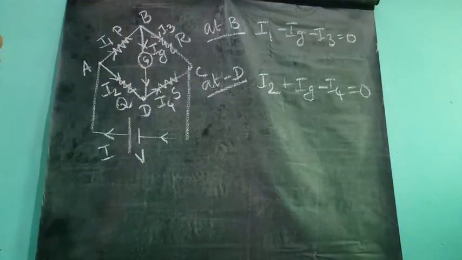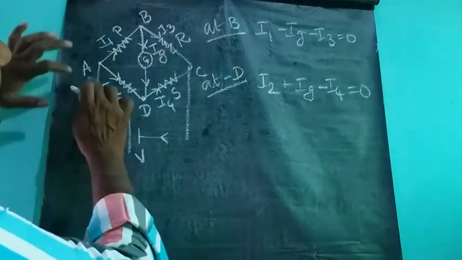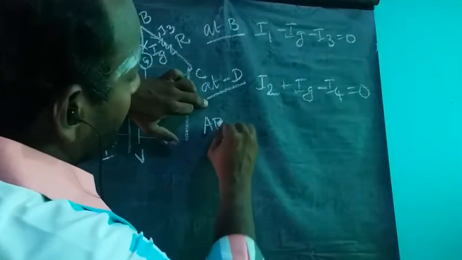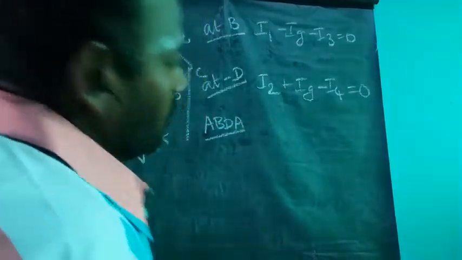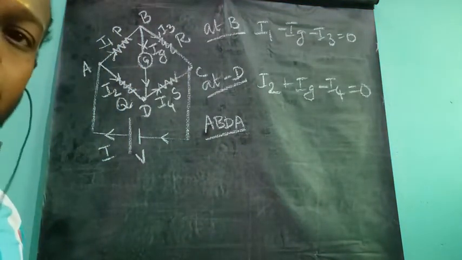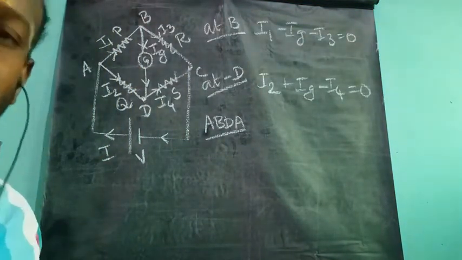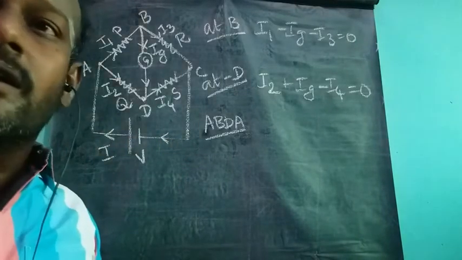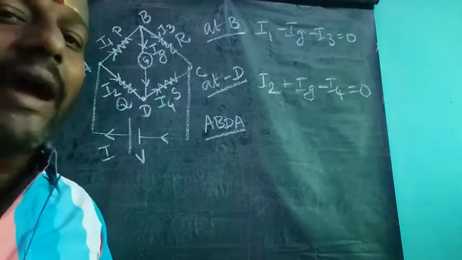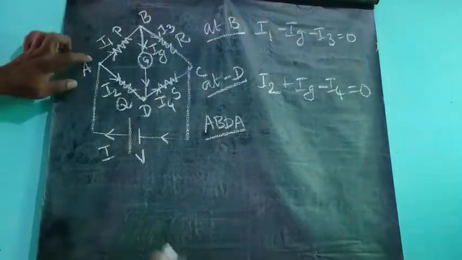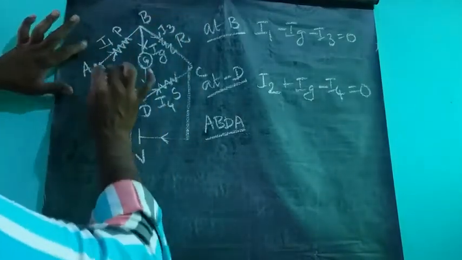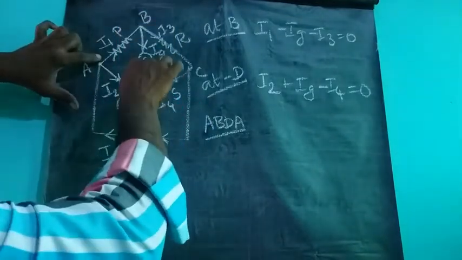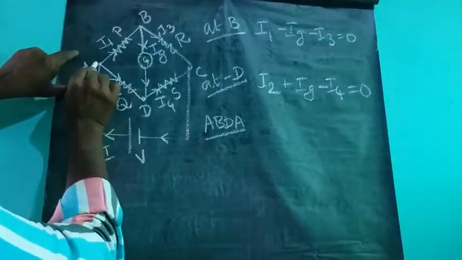Right. Now first I am just taking the closed loop A, B, D, A. Okay, A, B, D, A. So if I say closed loop, definitely I must use Kirchhoff's second rule. What is the second rule? The product of current and resistance. So when I am applying the Kirchhoff rule, it is very important to find the direction of the current. See, now I will start from A, B, D, A. Okay, now look at the direction of the current. I1 is moving here, IG is coming down, and I2 will be moving from A to D.